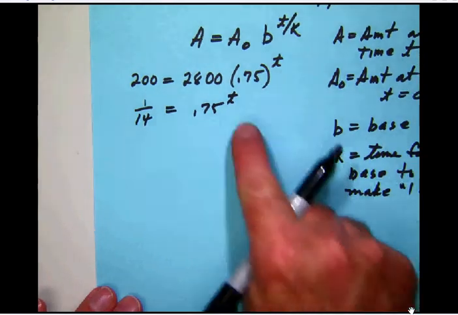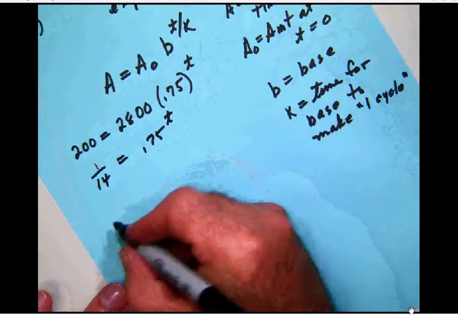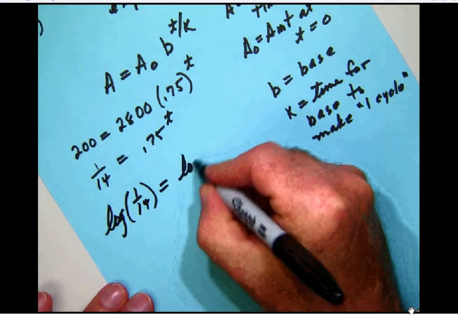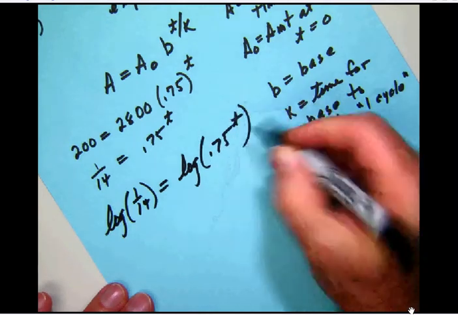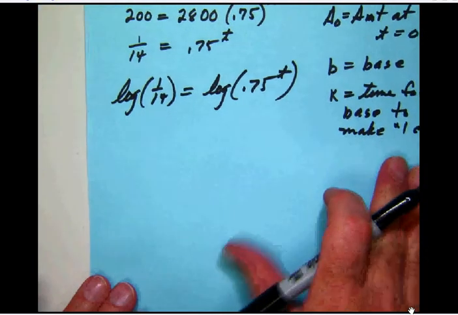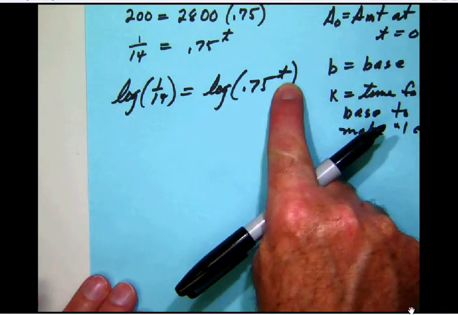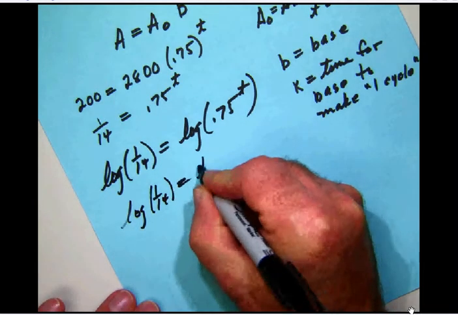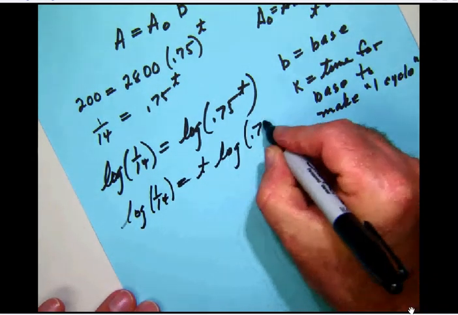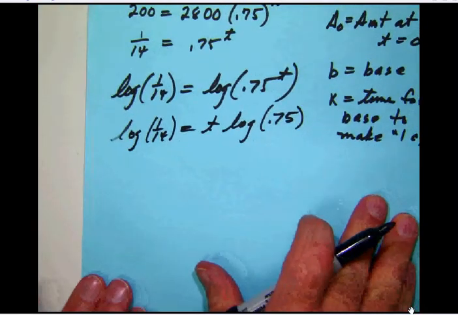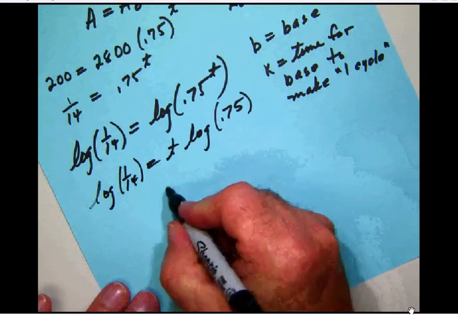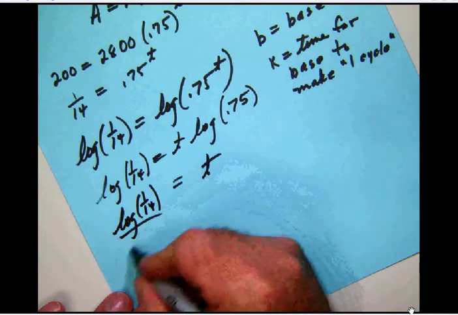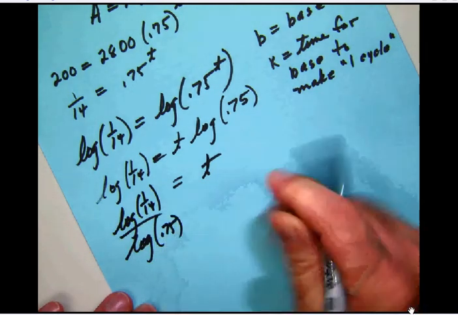What we want to do now, as we did before, is take the logarithm of both sides. So we have the log base 10 of 1/14 and the log base 10 of 0.75 to the t. Once again, the magic trick of logarithms, the third rule, is to bring the t down in front. So we have the log of 1/14 equals t times the log of 0.75. Now it's easy to solve for t. So t is equal to the log of 1/14 divided by the log of 0.75.